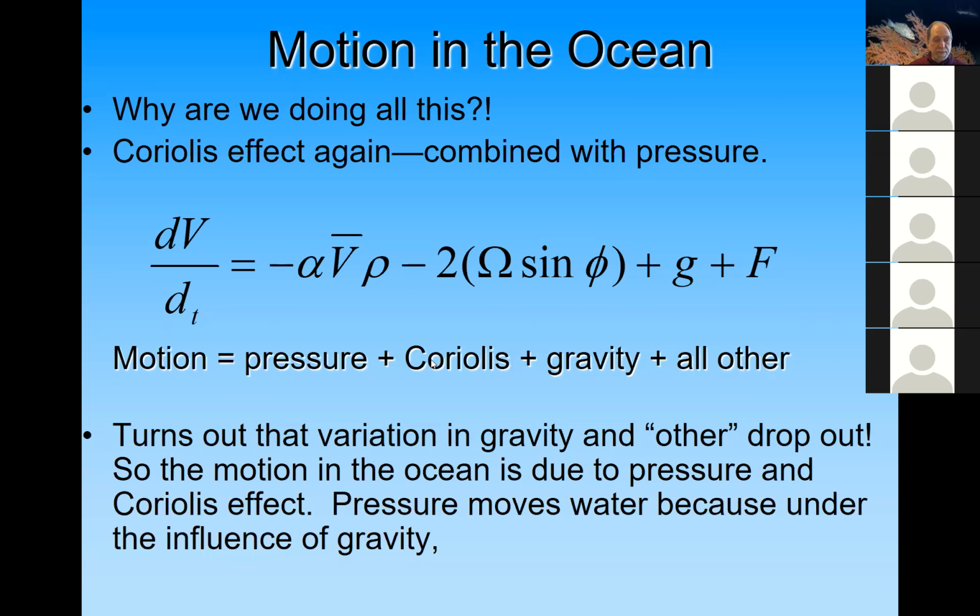Well, all of the other factors in this equation drop out. Gravity is constant and everything is constant. So motion in the ocean is due entirely to gradients of pressure and the response of acceleration due to differences in pressure as influenced by the Coriolis effect. So pressure moves water because of the influence of gravity.